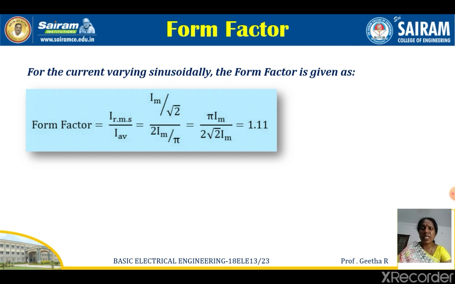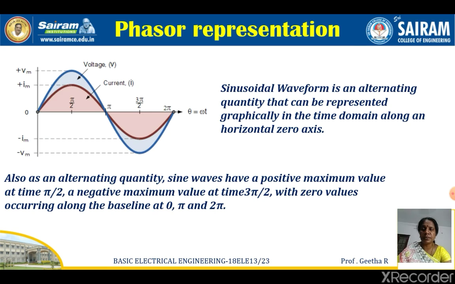Form factor. For the current varying sinusoidally, the form factor is given as I RMS by I average. As you know, I RMS is equal to Im by root 2. I average is equal to 2 Im by pi. Substituting these two, you will get pi Im by 2 into root 2 Im, that is nothing but 1.11. So the form factor is 1.11. Next one is phase representation.